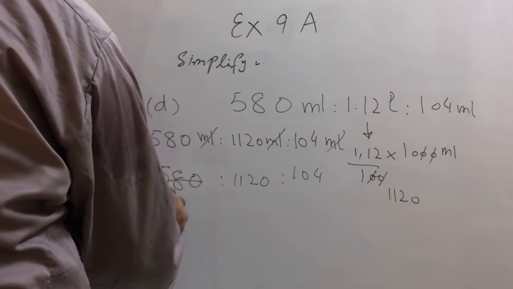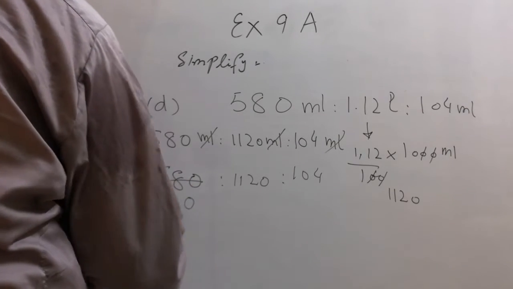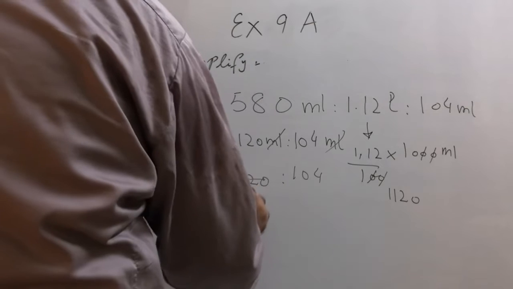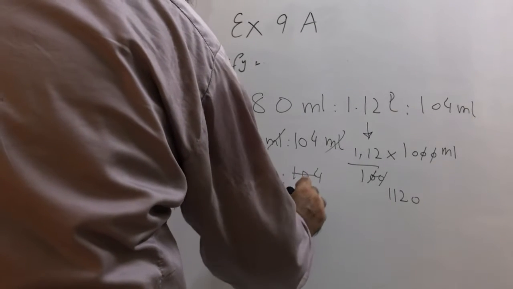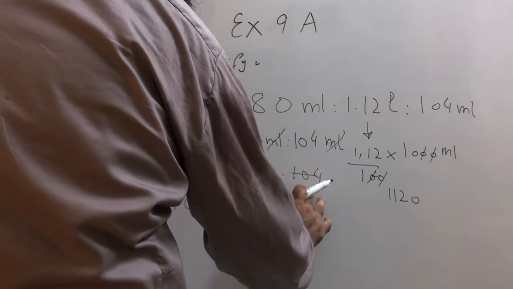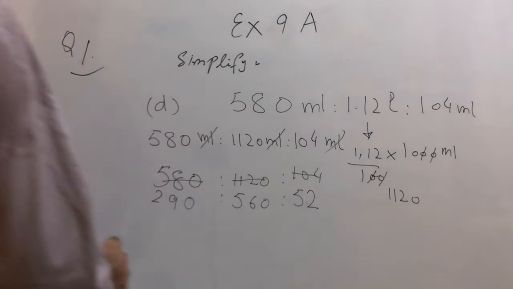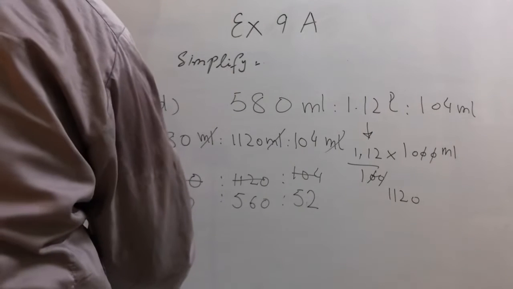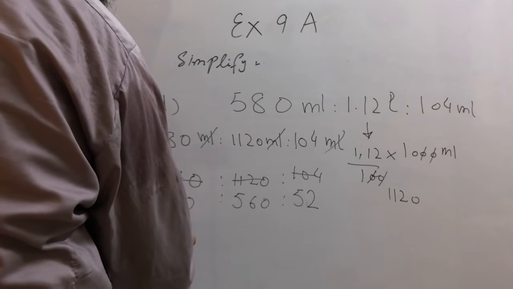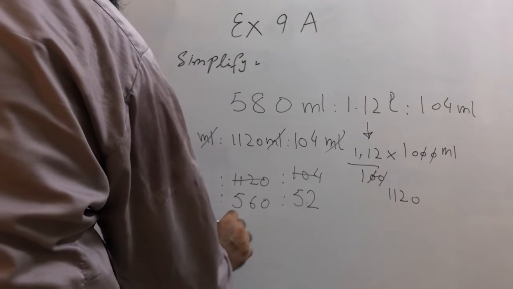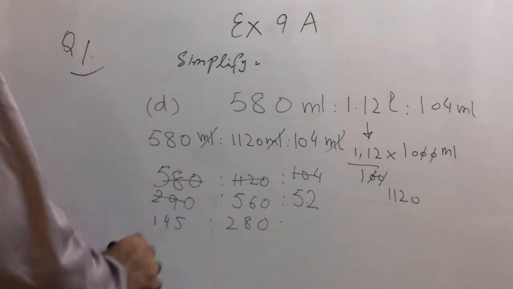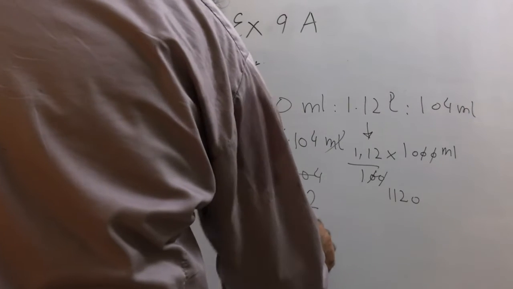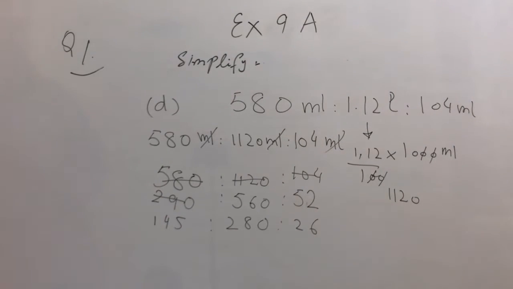Start with 2, 2 2s are 4, 2 9s are 18, 0. Here 2 5s are 10, 2 6s are 12, 0. Here 2 5s are 10, 2 2s are 4. Again we'll try with 2, 2 1s are 2, 2 4s are 8, 2 5s are 10. Here 2 2s are 4, 2 8s are 16, 0. Here 2 2s are 4, 2 6s are 12. It is 145, 280, ratio 26.